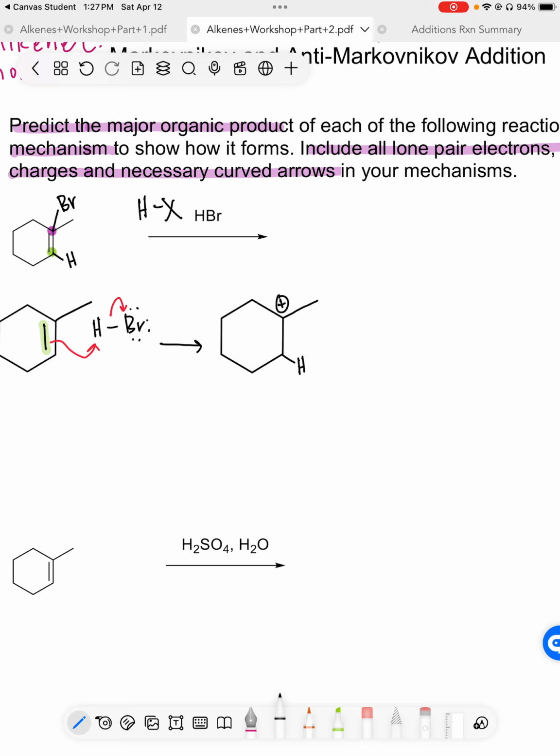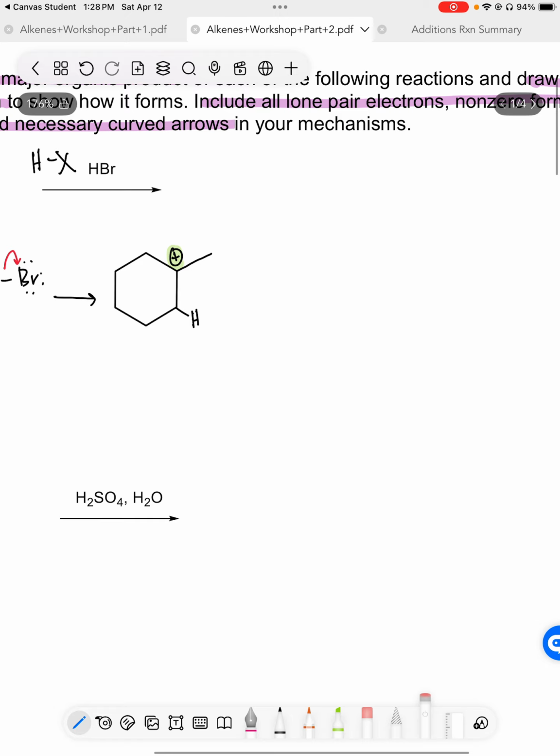So here's where we want to ask ourselves, is this carbocation more stable here, or would it be more stable elsewhere? Well, carbocations are more stable at the more substituted carbon. So between this carbon and this carbon, this is the more substituted, so it is on the more stable carbon. So we leave it there.